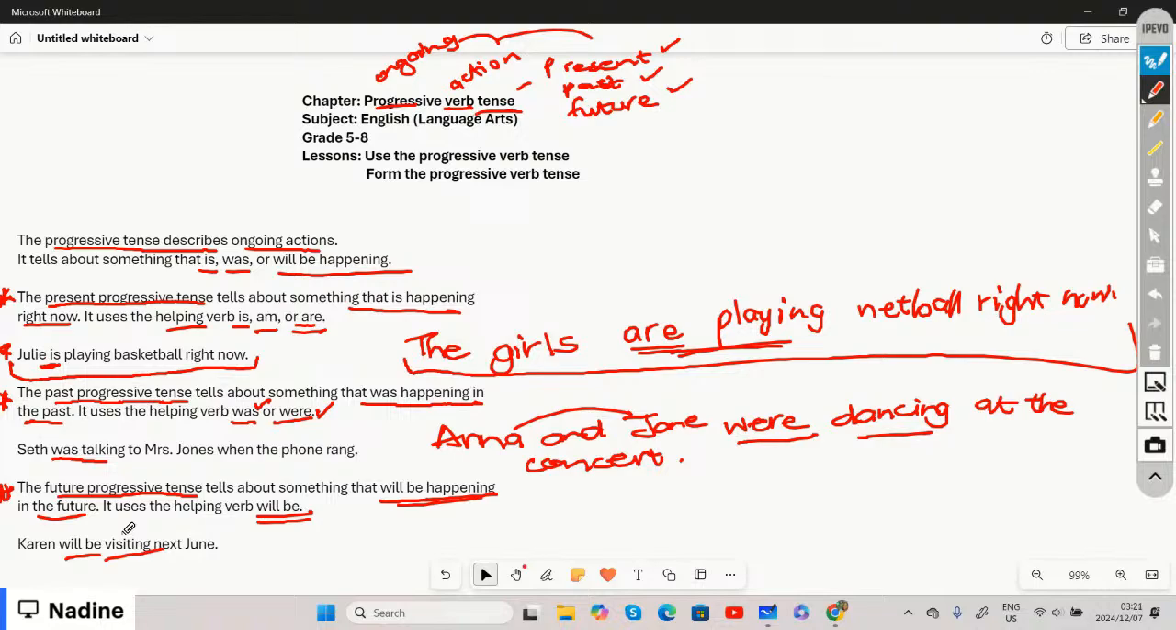And once again, yes, well done. My sister will be going to baseball practice. Well done. Yes, that is correct. Because it shows that whether it is tomorrow or later or next week, your sister will be going. And that is your future progressive verb tense. Well done.